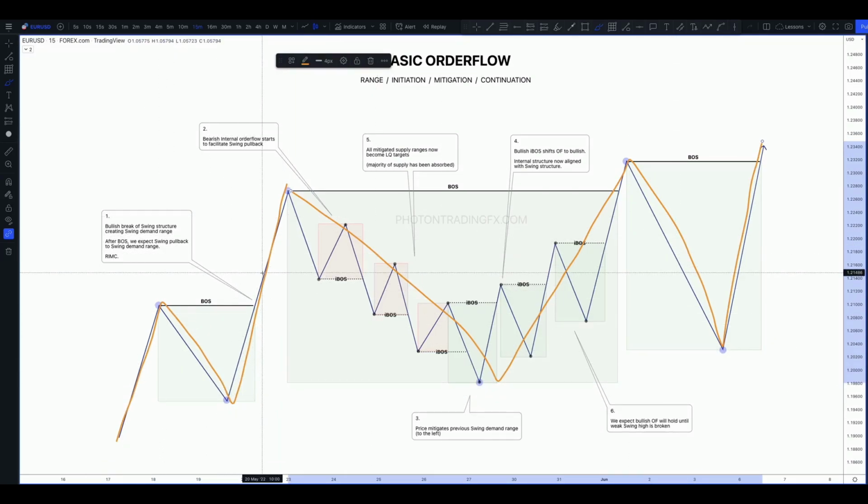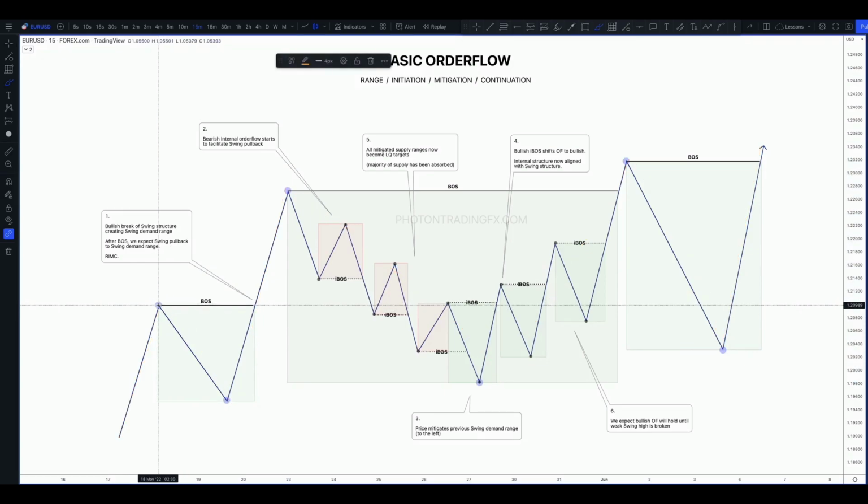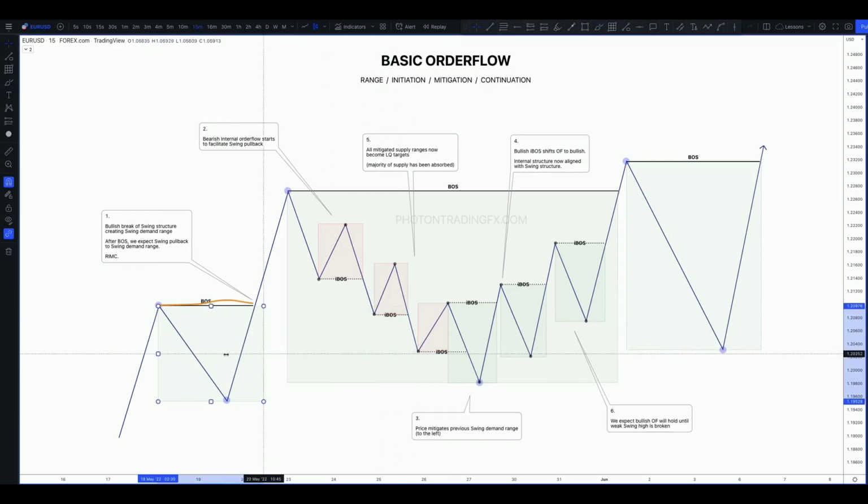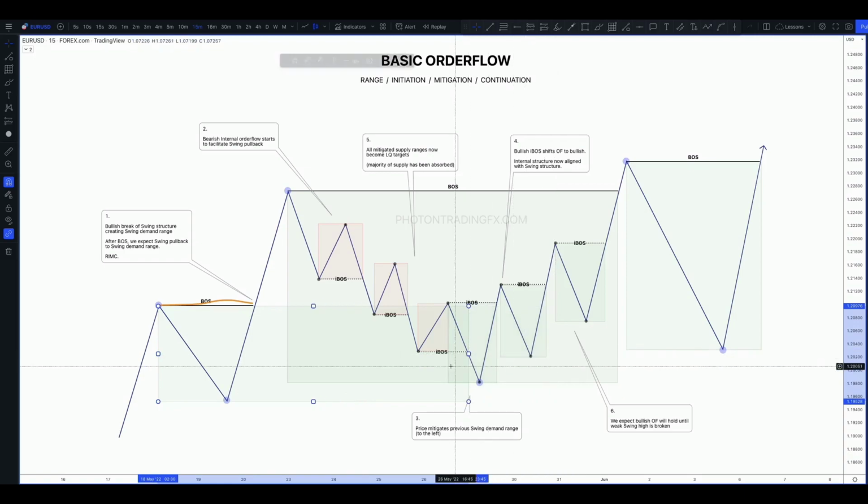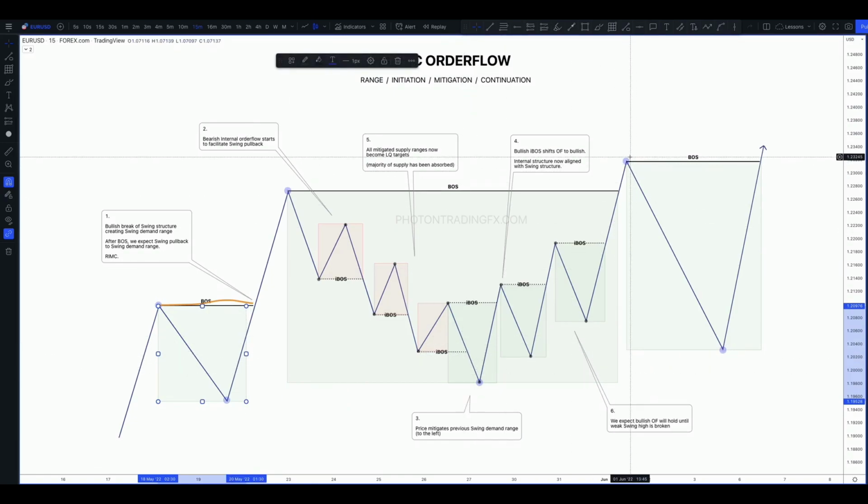Well, when we got that break of structure to the upside, I'll get rid of the orange line, from the high across, that here is your swing demand range. From this swing high to the swing low, that is your swing demand range. So what happens? Price comes in to mitigate that swing demand range, forms a swing higher low, and then continues the next movement to the upside.